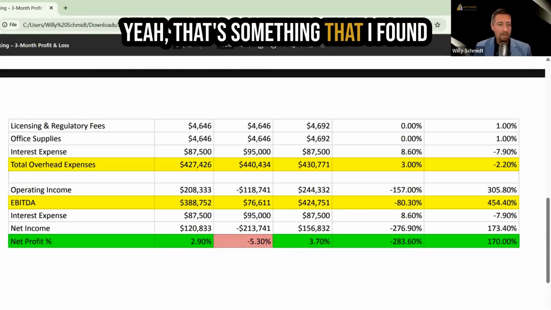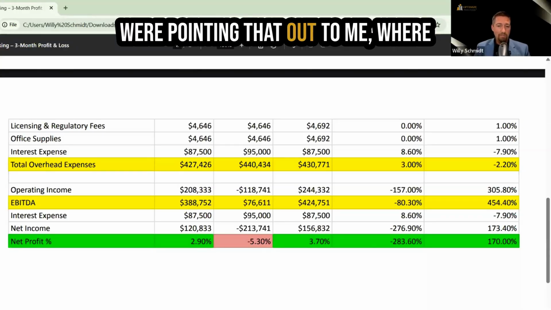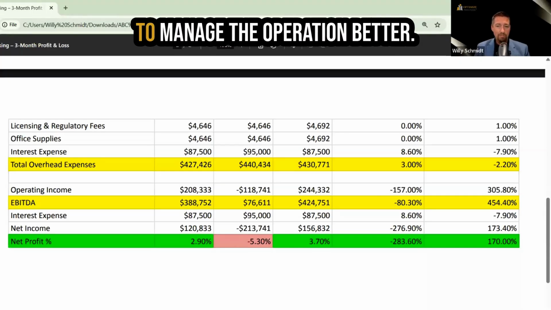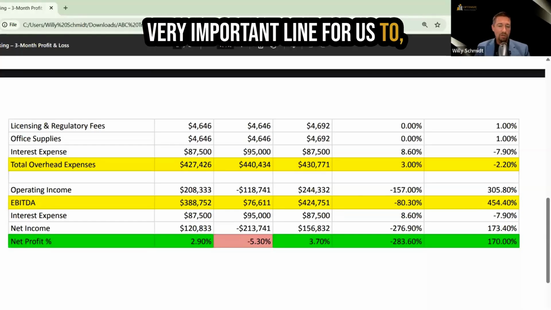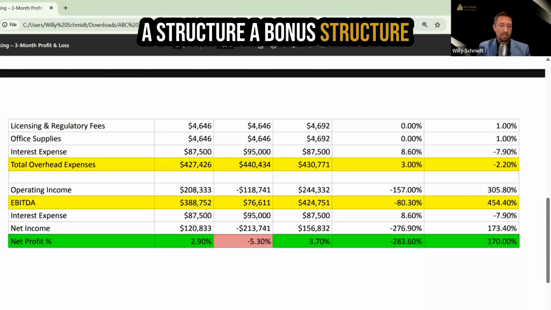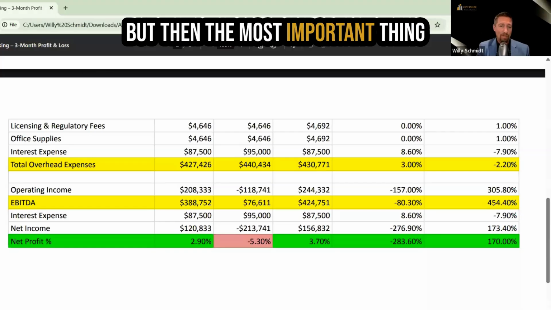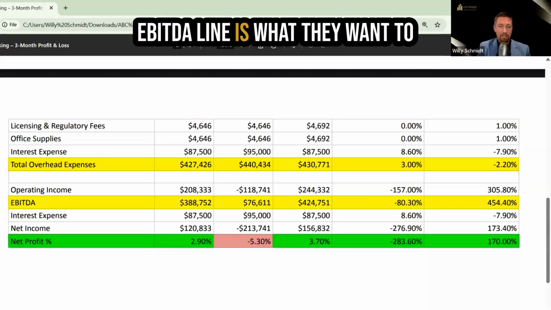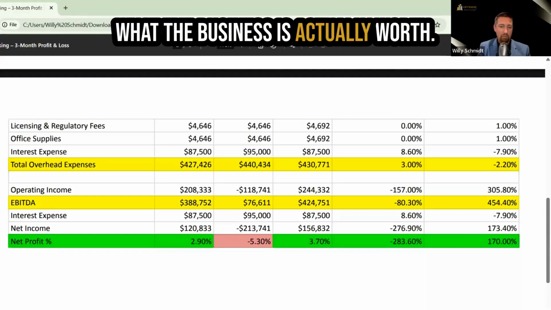Yeah, that's something that I found out is, again, coming back to you, you were pointing that out to me, where you really needed the EBITDA line to be on our P&L statement in order to manage the operation better. And also the EBITDA line was a very important line for us to structure a bonus structure against for our employees. But then the most important thing is where I found out when people are looking at your business, the EBITDA line is what they want to see and value your business on and what the business is actually worth.